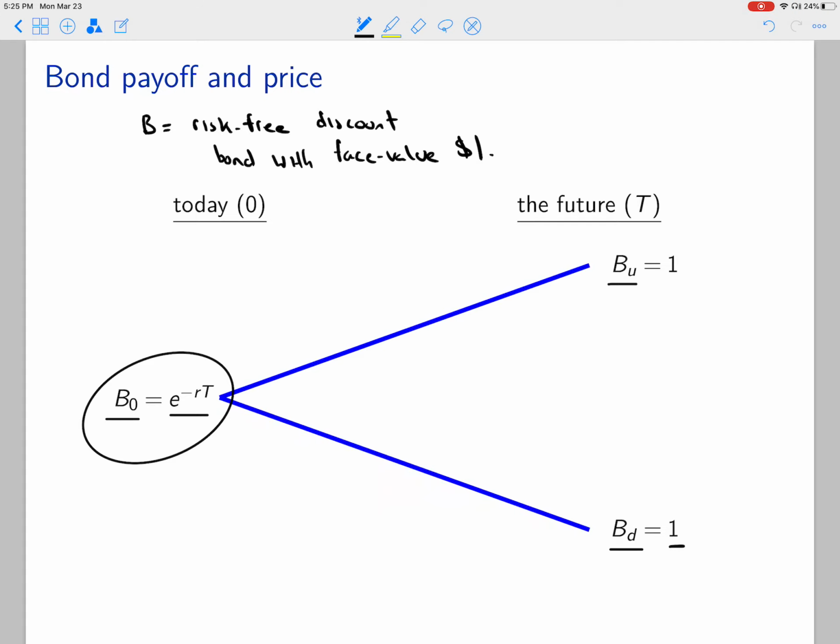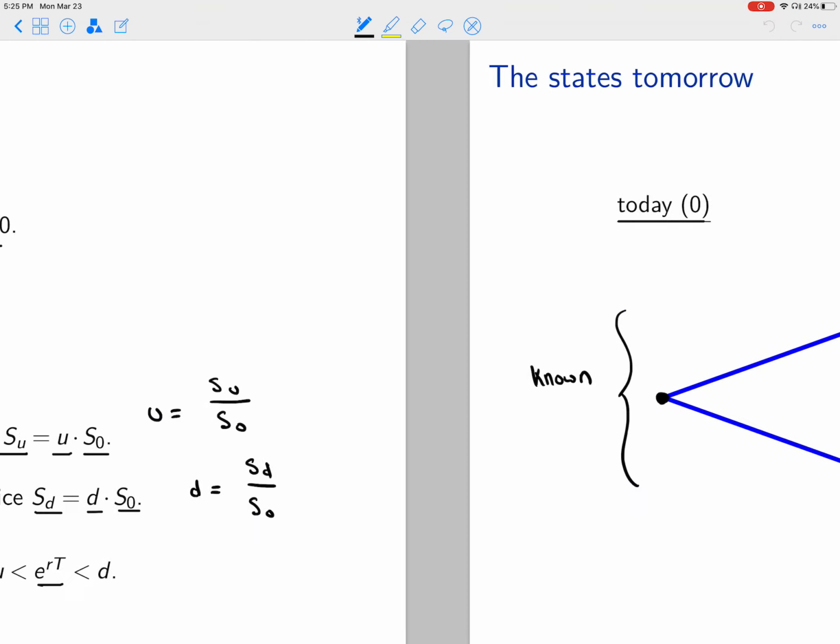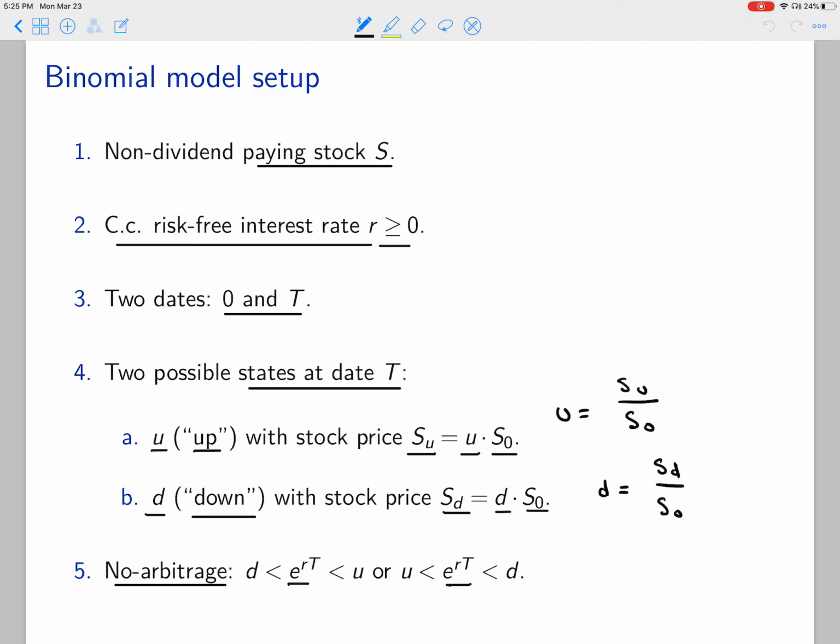So to recap, what do we have? We're just introducing ourselves to the binomial model. Later lectures will then use this model to price call and put options. To refresh, we have two basis assets in the model.